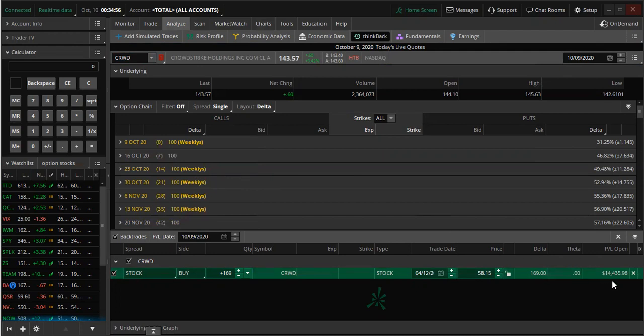Your gain would have been $14,435. That's not including the 9,971. 14,435 plus 9,971. 24,406 would have been your total after subtracting your initial investment.